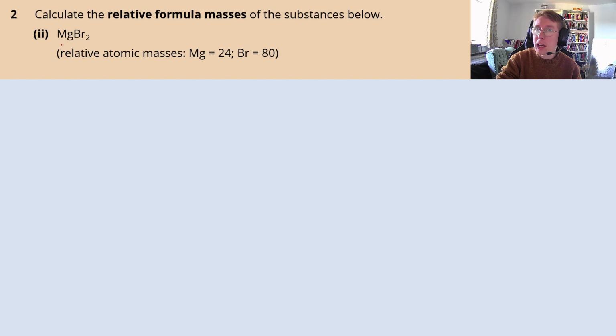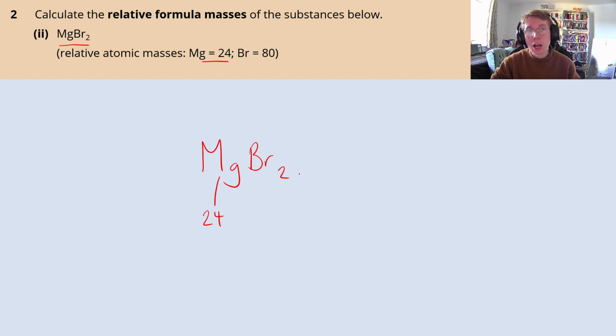This time we're looking at a slightly more complicated one, so MgBr2, magnesium bromide. So once again, I'm going to use exactly the same strategy. I'm going to write out the formula of the substance, and I'm going to write the relative atomic masses of each of the atoms underneath. So we've got magnesium in there, which is 24, as we can see up there. And then we've got 2 bromine atoms present here. Now, the fact that we've got 2 means that we have to add 2 lots of the relative atomic mass of bromine. So you'll notice up here, it is equal to 80.